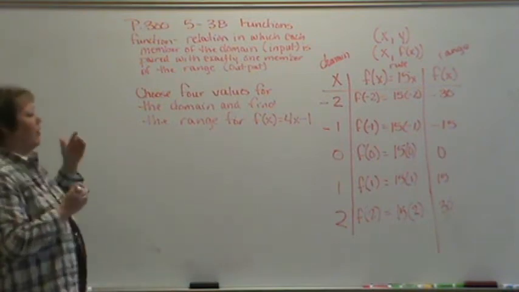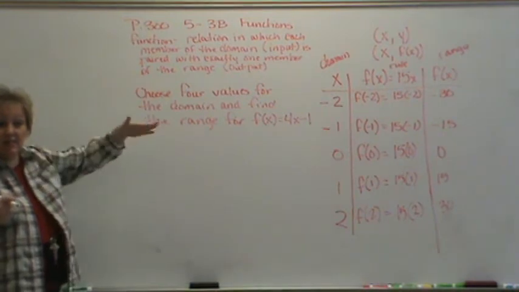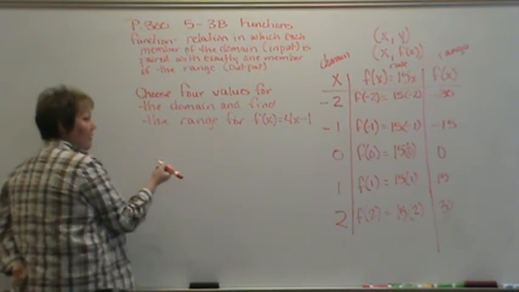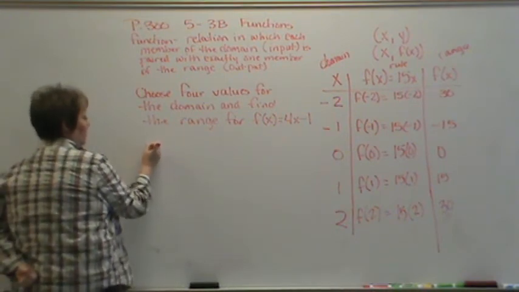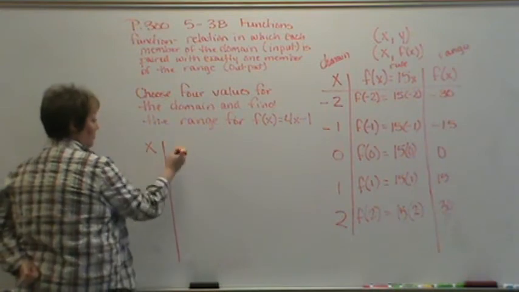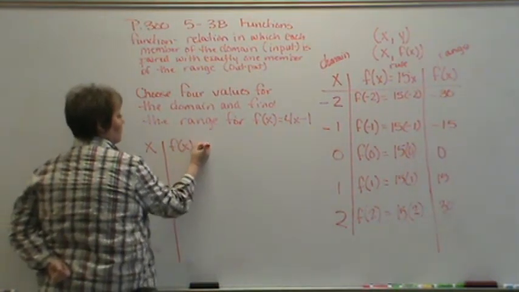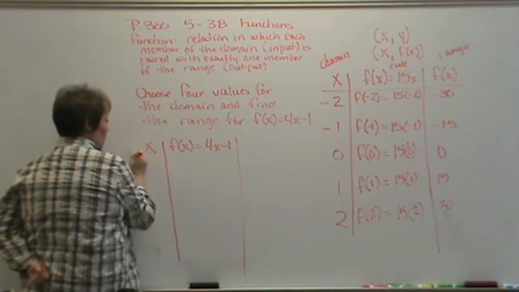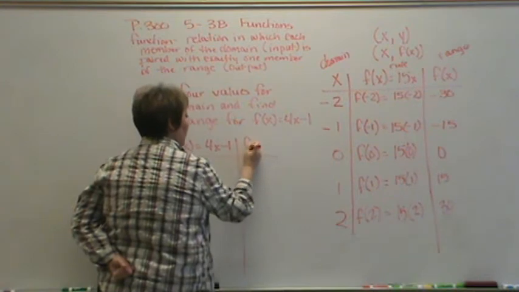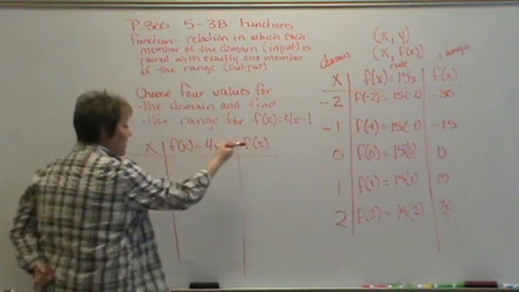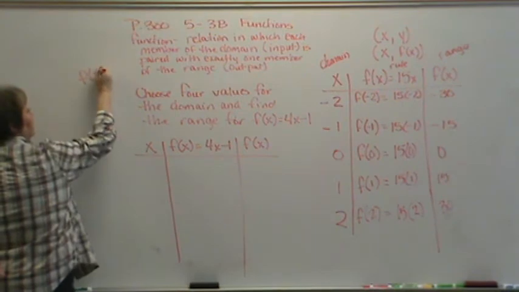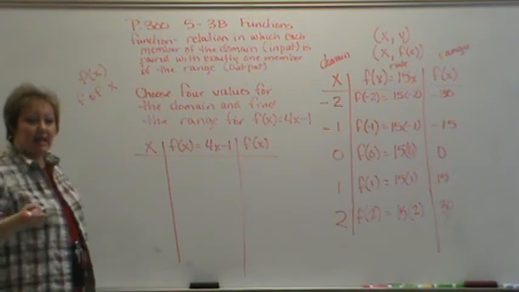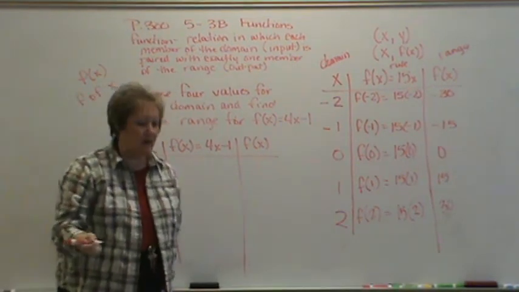Okay, so what's the first thing that I need to do if I'm going to do a function table? Yes, ma'am. Write down the function table. You do x, and then the f(x) equals, and then whatever number x. And then f times x. F of x. F stands for function of x, okay?